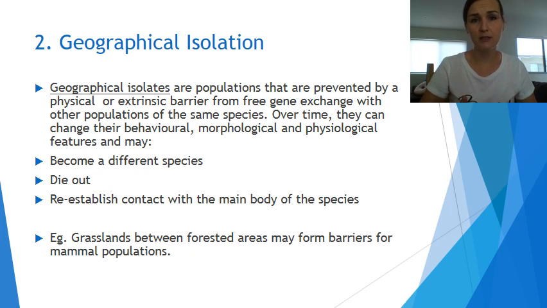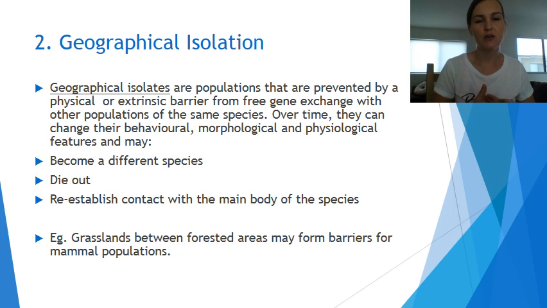It's very simple. It's exactly what it sounds like. It's when two populations are geographically isolated. So it might be a physical extrinsic barrier which prevents that gene flow. Remember, the gene flow is just the mixing of alleles and genes through breeding. Okay, so it prevents this free gene flow or gene exchange with other populations of the same species. So this isolation over time changes behavioral, morphological, and physiological features.